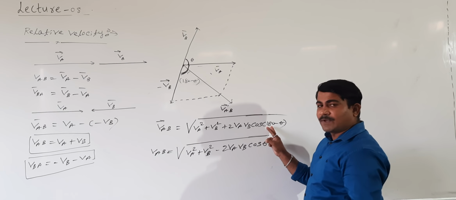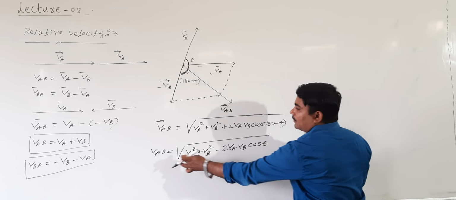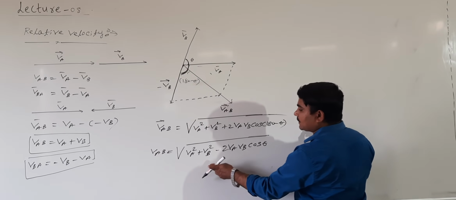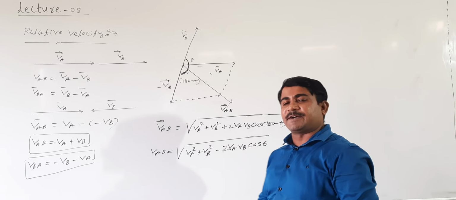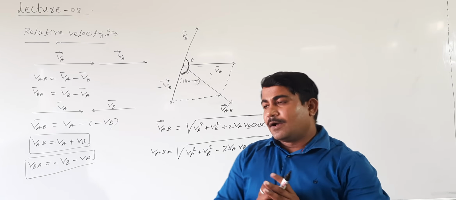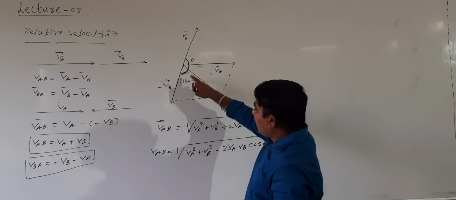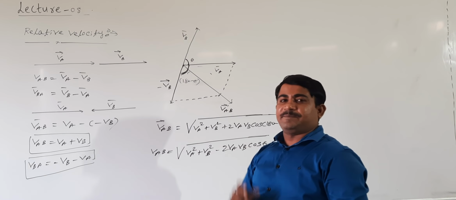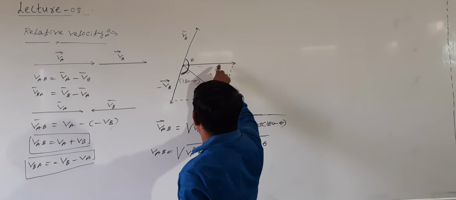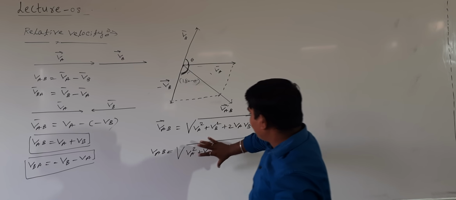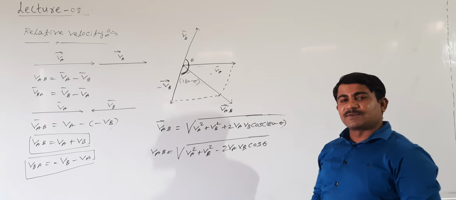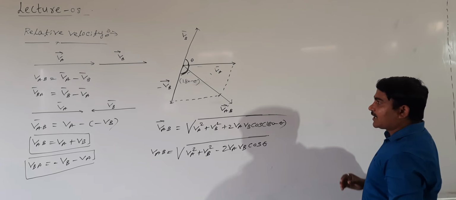Because cos 180 equals minus 1, this one equals VAB equals the square root of VA squared plus VB squared minus 2VA VB cos theta. This is how the relative velocity of A with respect to B can be represented. Right students? Then I can take the reverse direction.